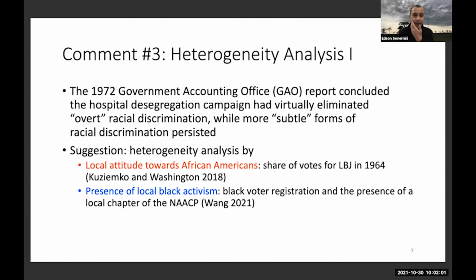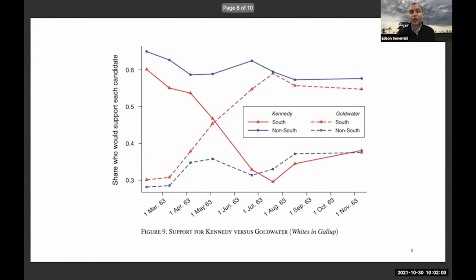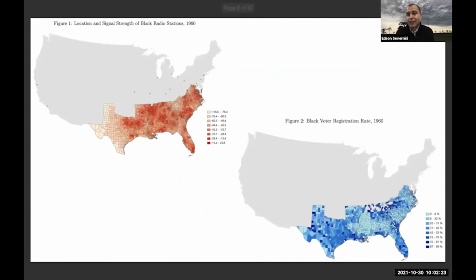There is the paper by Ileana Kuziemko and Ebonya Washington showing the shift of the Southern states leaving the Democratic Party before the election of LBJ. So you could use the share of votes for LBJ as a proxy for how attitudes are changing prior to the desegregation of the hospitals. And then of course Tiani's paper looking at the diffusion of Black radio and Black voter registration. This could be another source of differences in where these attitudes might be changing faster.